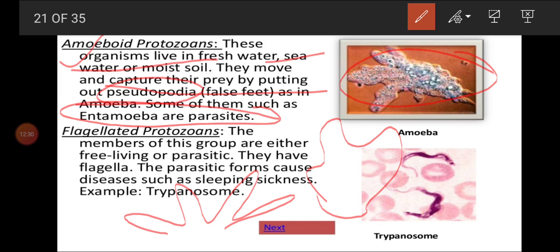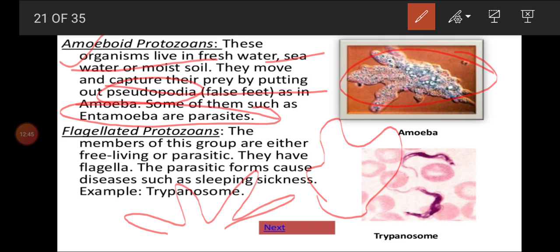Here, children, amoeba will be in the water because it is an aquatic protist. It will be in the water. And how will it get its food? It will get its food by forming pseudopodia.